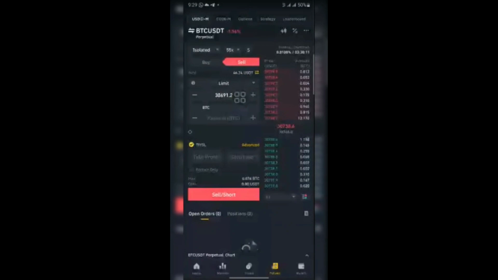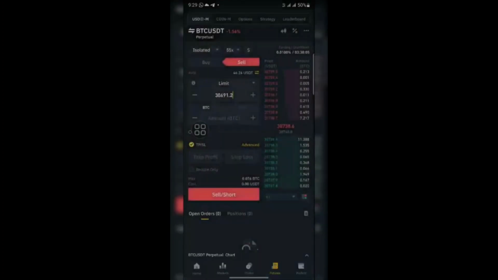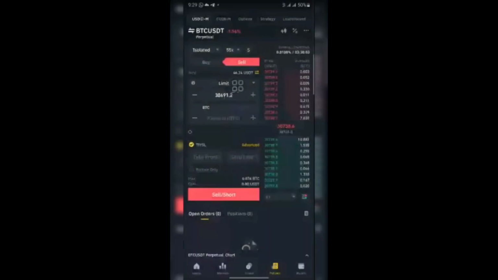Now, if you are on cross mode, the other mode, let's say you enter the trade with $10 and you did not set a stop loss. You still have $36 left. The trade goes down against you, and after eating your $10, the trade will jump to your other money, your $36, and start eating your $36 too.